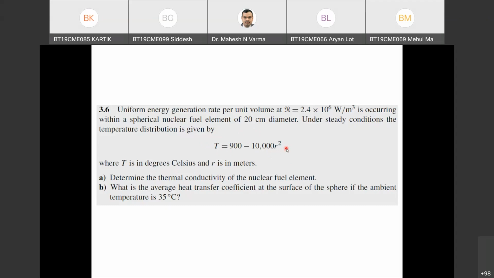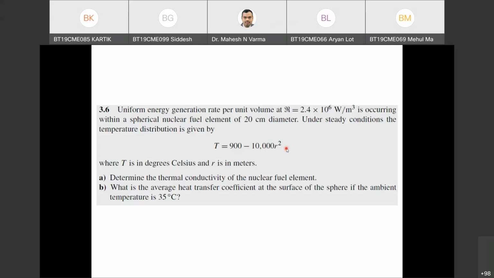How to get q? For Q, we are given the heat transfer per unit volume. So we can use the equation Q by V is equal to minus k into 4 pi r square into dT by dx into 4 pi r cube. So from that we get Q by V equals to 2.4 into 10 raised to 6 watt per meter cube.